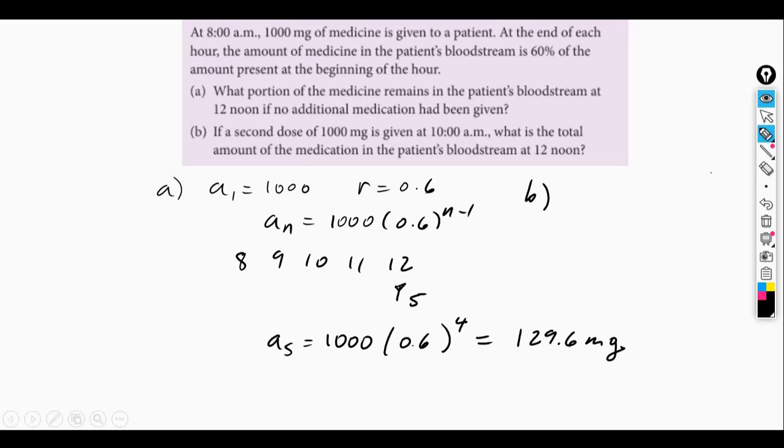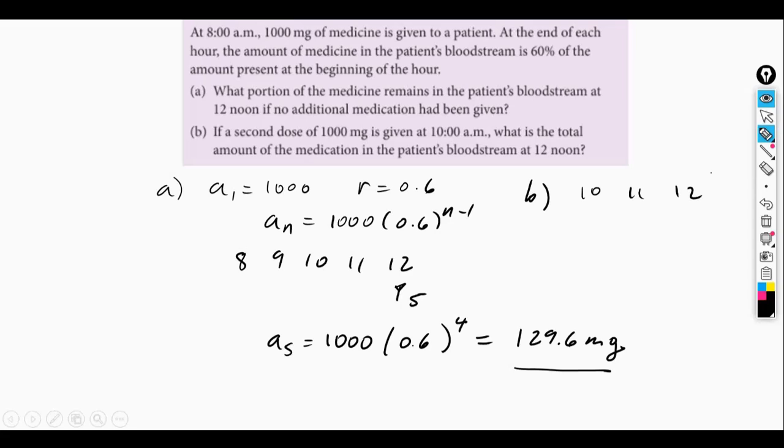For part B, it says, if a second dose of 1,000 milligrams is given at 10 a.m., what is the total amount of medication in the patient's bloodstream at 12 noon? So we know that at 12 noon, he's going to have this left after his first dose. But then if he's given another dose at 10 a.m. of 1,000 milligrams, and we know that 10, 11, 12.